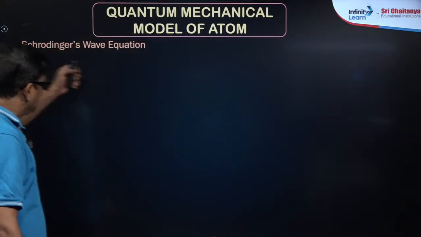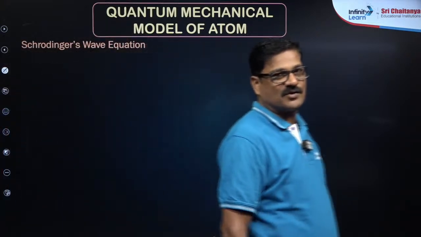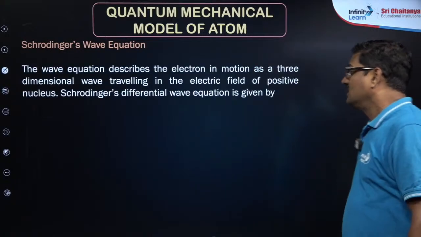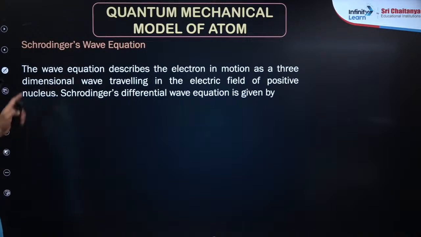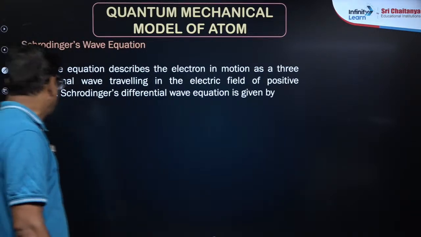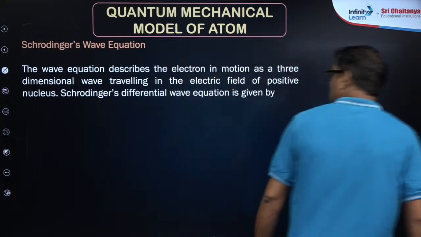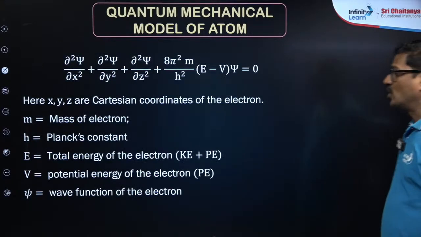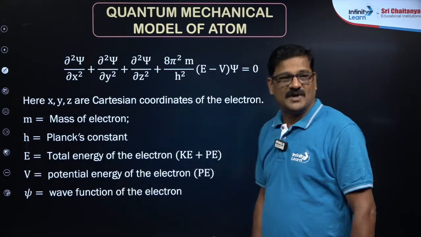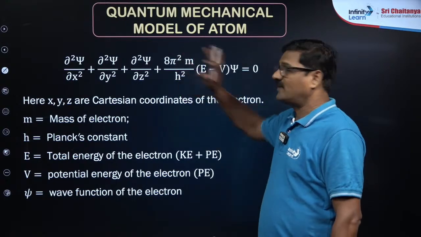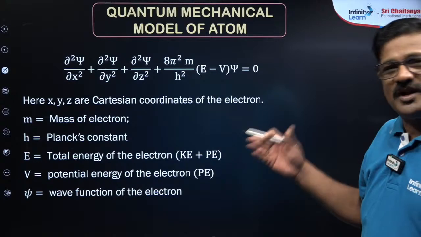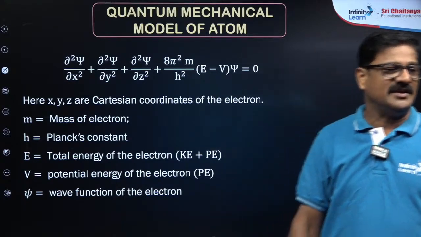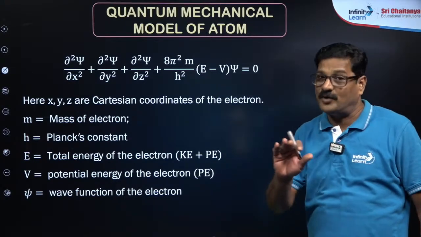So Schrödinger wave equation, Erwin Schrödinger, ये equation है ना, the wave equation describes the electron in motion as a three-dimensional wave traveling in an electric field of a positive nucleus. Schrödinger differential wave equation is given like this. So it is an equation. It is a second order differential equation. You need not have to derive this, and totally it is related to mathematics. In NEET में सिर्फ basics का ही important है.